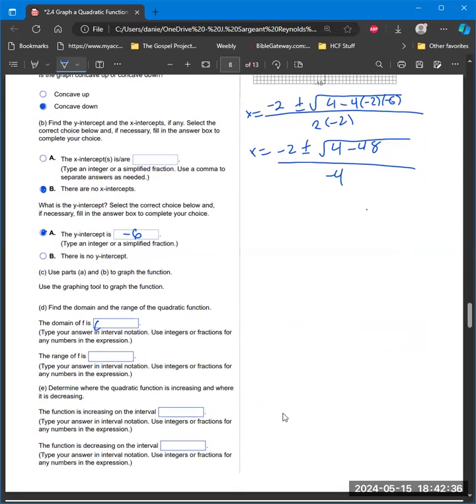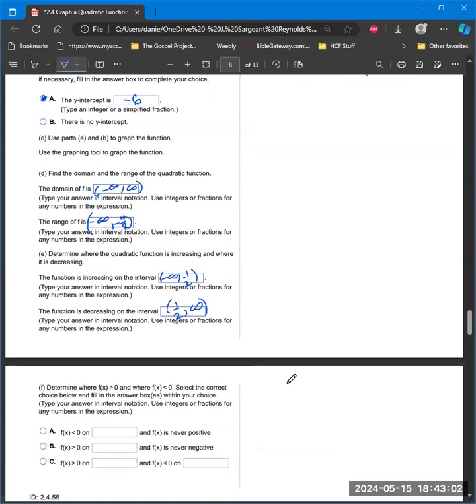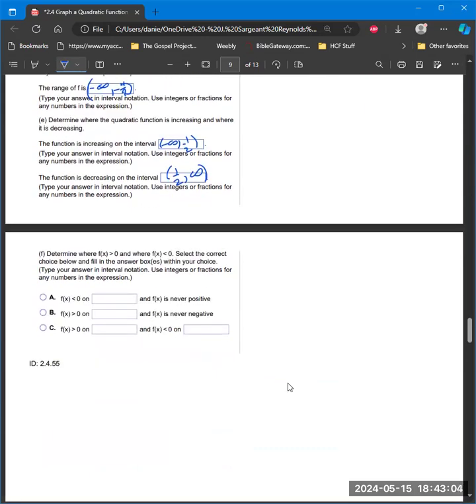So the domain is going to be -infinity to infinity. The upper bound here is going to be -11 halves for my range, and it's going to go down to -infinity. Increasing from -infinity to 1/2, decreasing from 1/2 to infinity, and always negative, and never positive, -infinity to infinity.